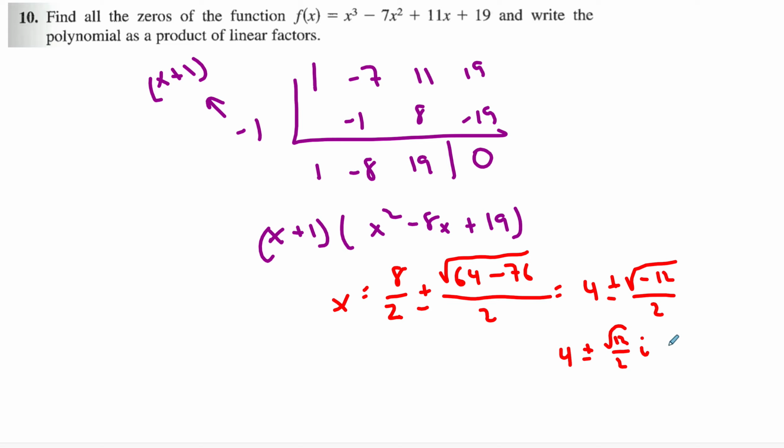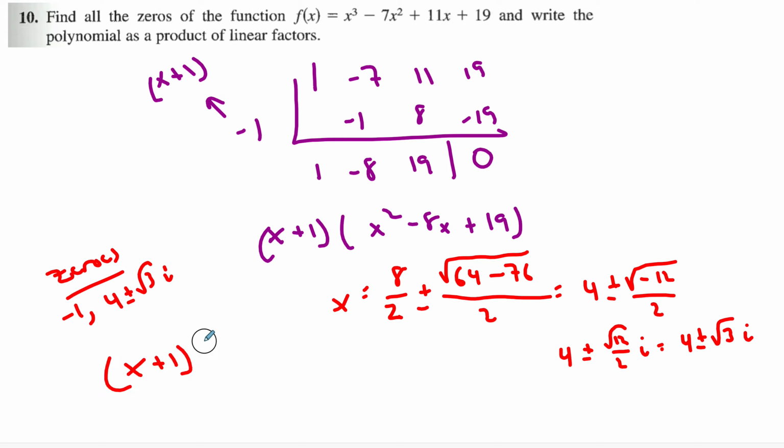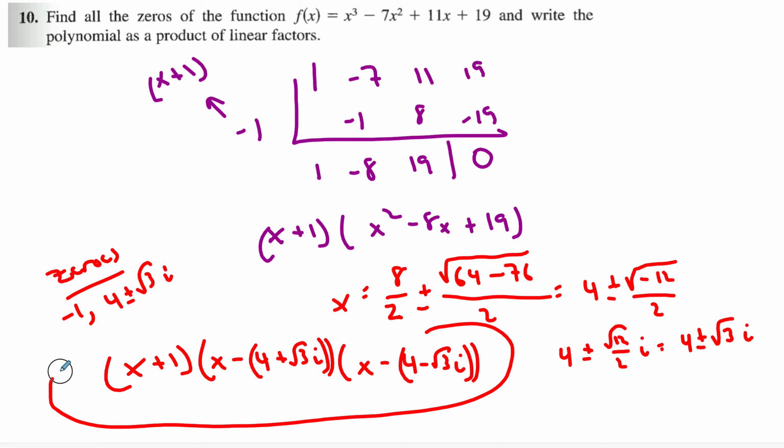Now, please bear in mind that you could reduce this 4 times 3, which means you end up with 2 square root 3 over 2, or square root 3i. So all the roots would be, the zeros, right, would be -1, and then 4 plus or minus root 3i. You can list them like that. The factored form would be this. Notice the parentheses, and then that. So that would be the factored form of that.